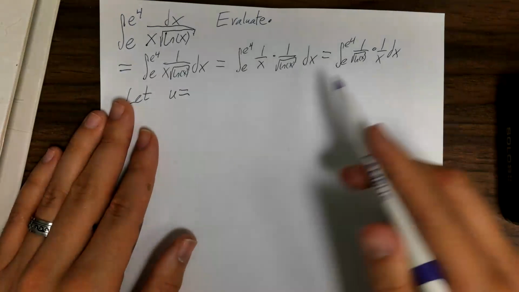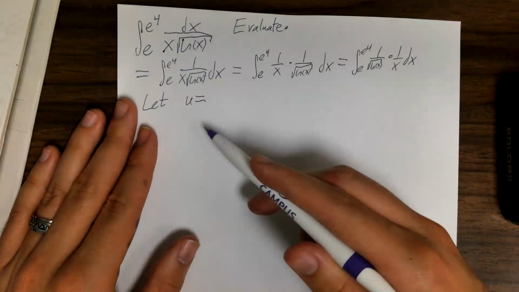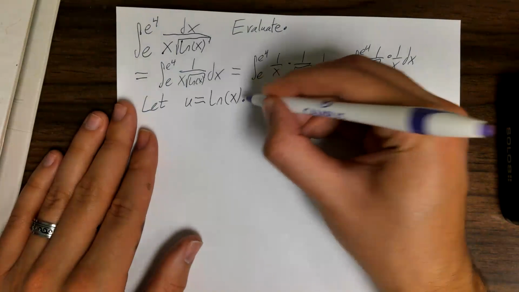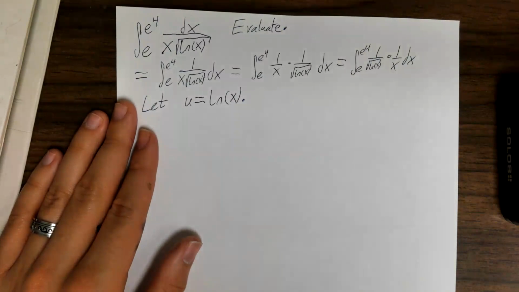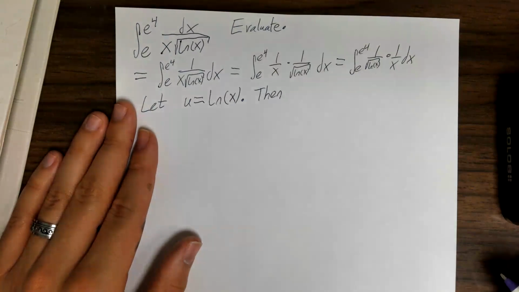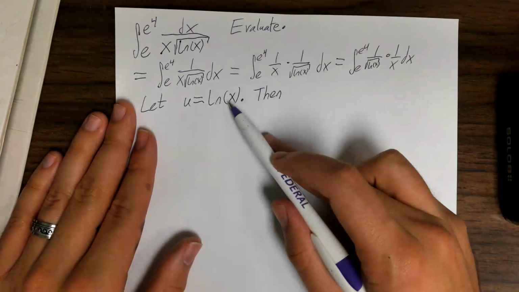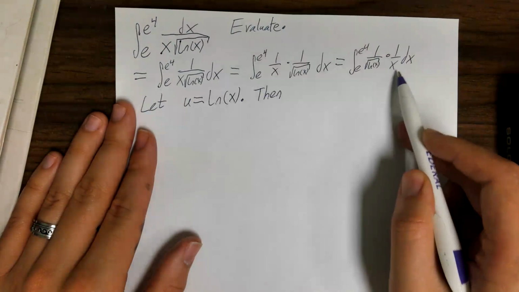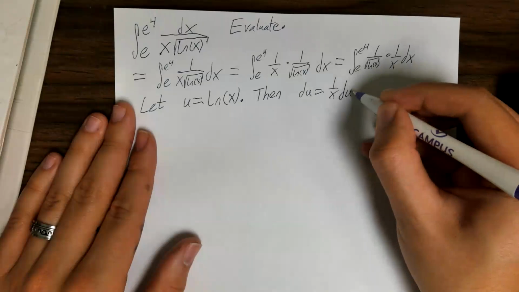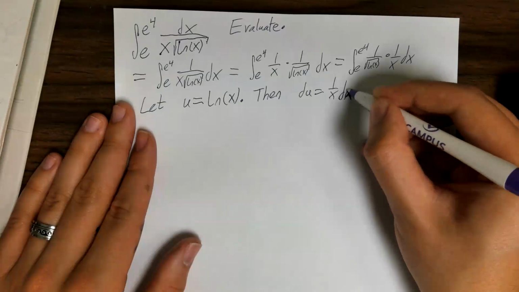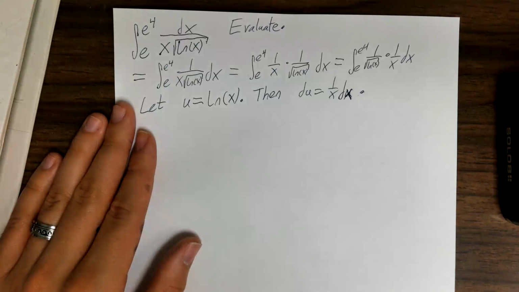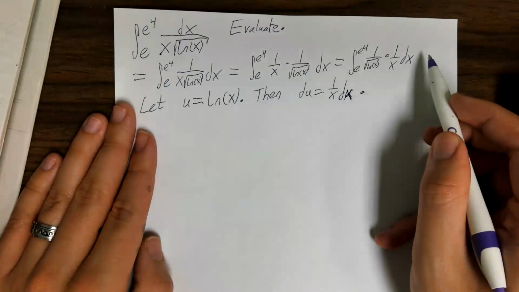So what do you think I'm going to let u be in my substitution? I would let it be that function, ln of x. Because what is the derivative of the natural log? 1 over x. So the differential of u is just 1 over x dx. I have that immediately.